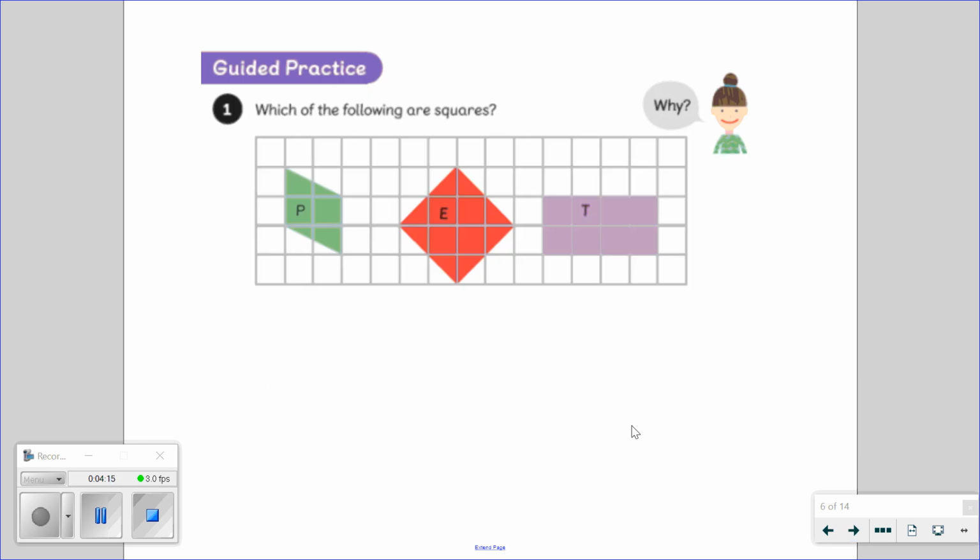So here's the guided practice, and in the first part of it, you're asked which of these shapes are squares. It's easy enough. But Emma asks why. How can you prove a shape is a square? What are the special properties or features of a square?